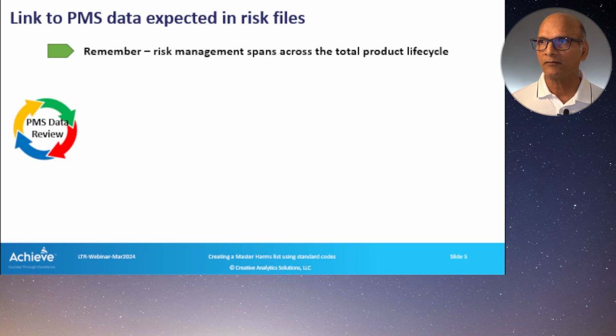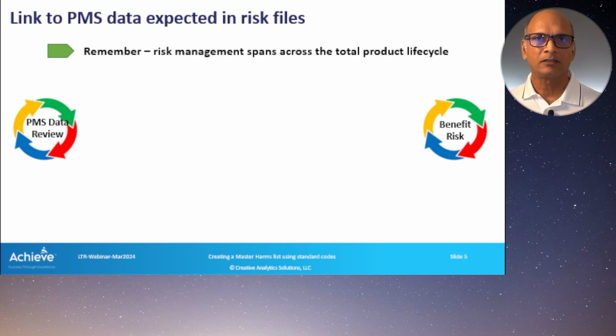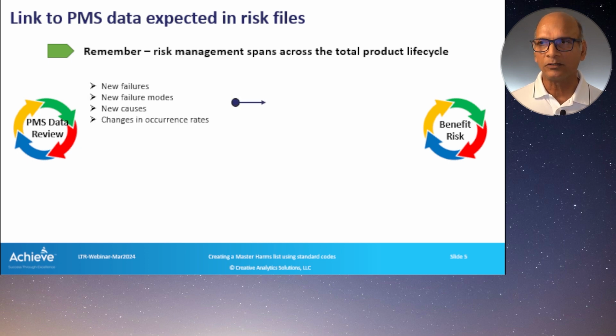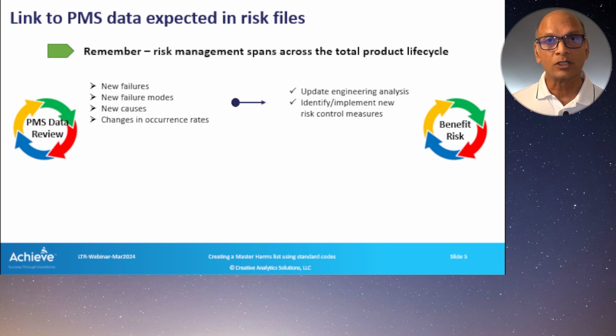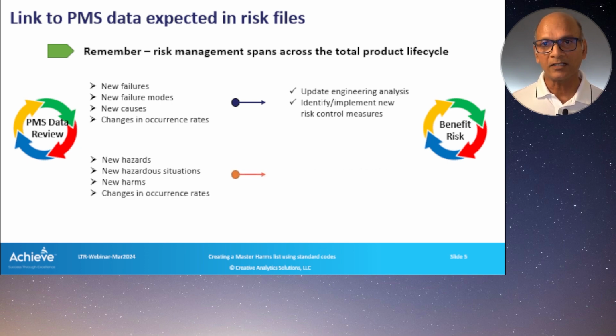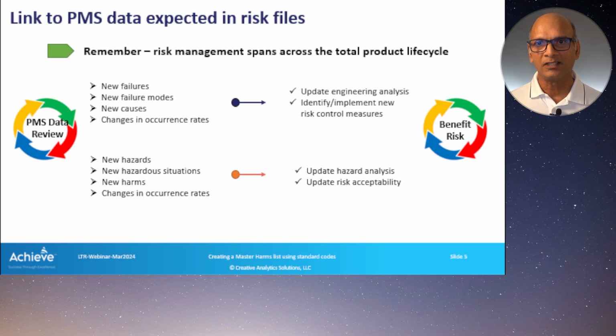And why do we have to have a connection with the risk management file? Because as we review this, we have to continuously evaluate the benefit-risk profile from a safety and effectiveness point of view. Are we still at the same level of performance as we were at launch, or as we were when we went to the regulatory bodies for device approval? We have to constantly evaluate that. And how do we do that? We have to look at new failures, new failure modes, new causes, changes in occurrence rates, to update our engineering analysis, identify and implement new risk control measures. That's part one. The second part is new hazards, new hazardous situations, new harms, changes in occurrence rates, to update our hazard analysis and update our risk acceptability. And then there is a correlation between the two.